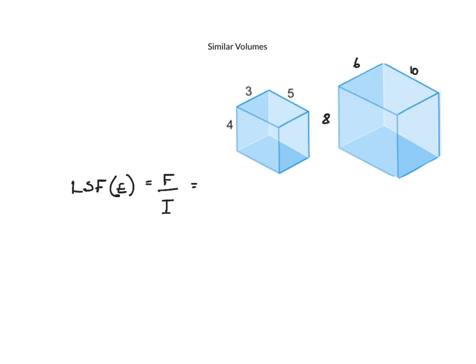I'll take the 4 and the 8. So if it's enlargement, we're starting with the smaller and working to the larger shape. So 8 over 4 gives us a scale factor, a linear scale factor of 2. What I'm going to do now is work out the volume of shape 1, this one here.